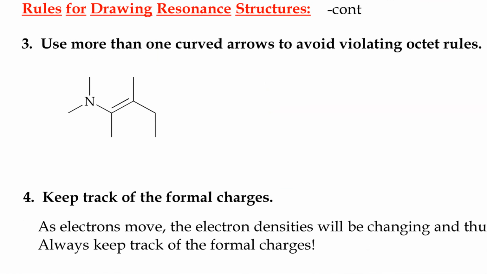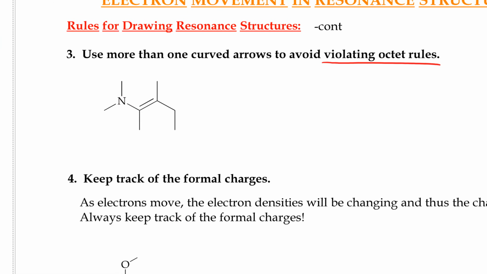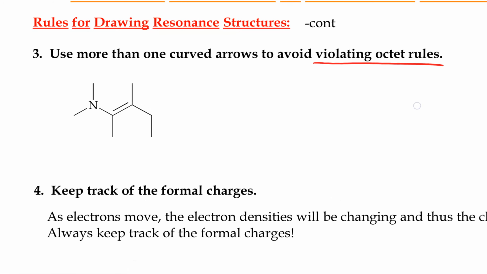And now, rule number 3: use more than one curved arrow to avoid violating the octet rule. As we draw resonance structures, we will come across steps where we cannot simply stop, but we have to continue in order to avoid exceeding the octet for elements that cannot do that.